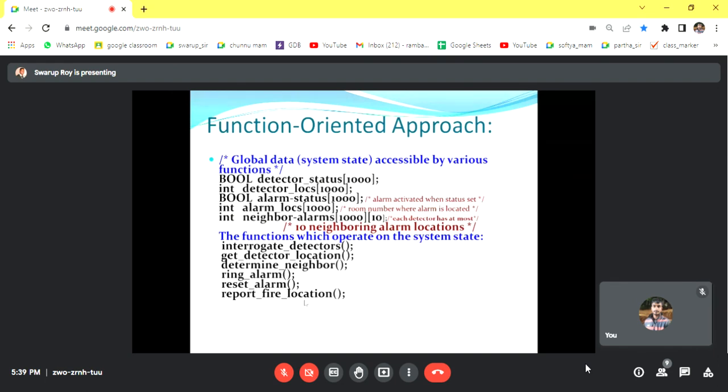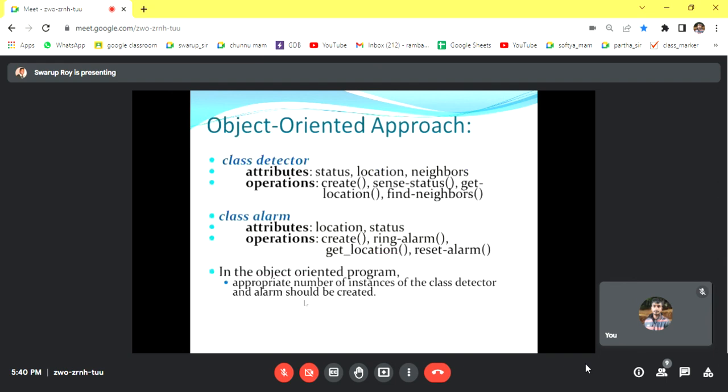And then what are the functions that need to be there? Checking the detectors, getting the location of the detector, determining who the neighbors of that particular location are, ringing the alarm, resetting the alarm, and reporting the fire location. These are the functions that you can list out. That is a set of common, globally accessible data and functions in the function-oriented approach. But in the object-oriented approach, what will you do?